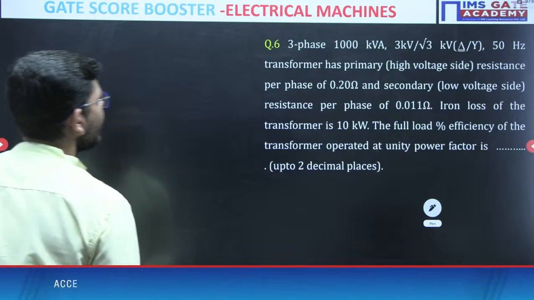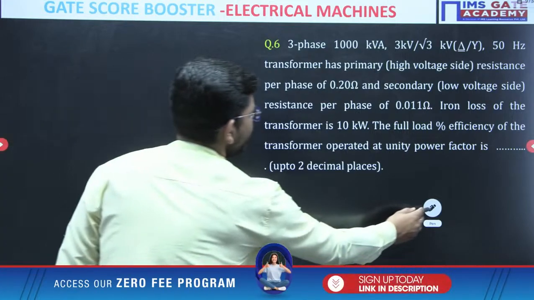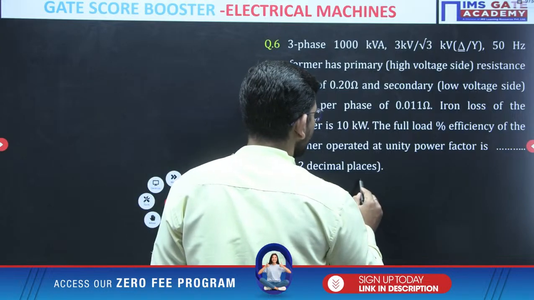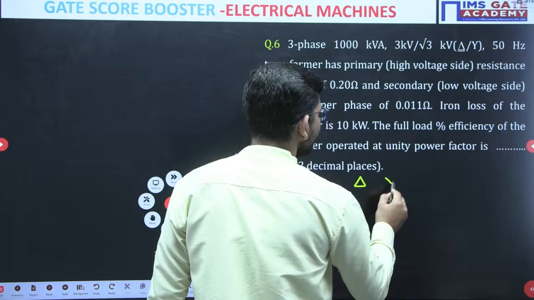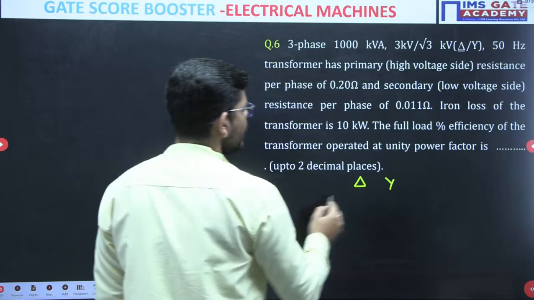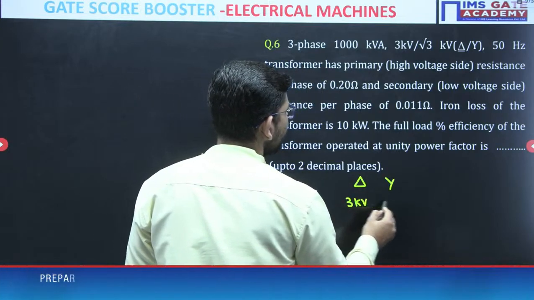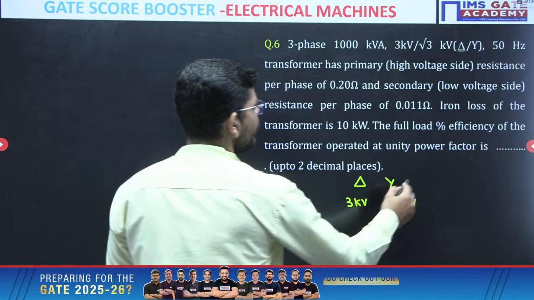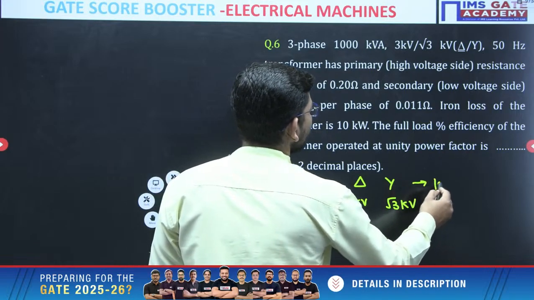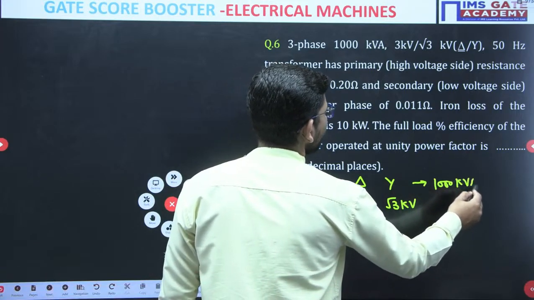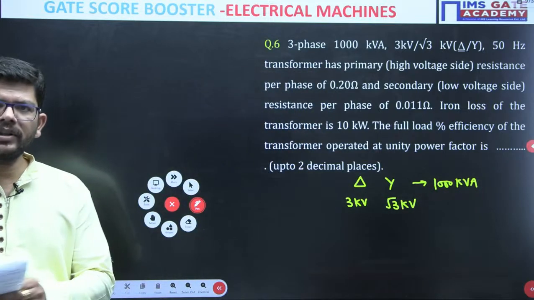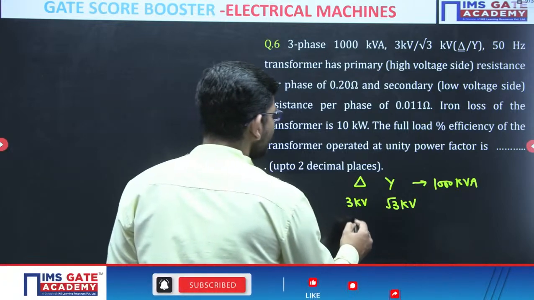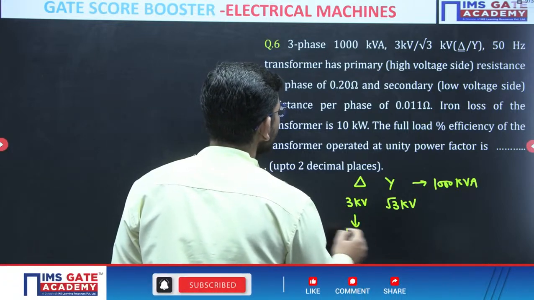So just see what we have. We have been given the type of connection is delta to star, right? Delta is the primary side, star is the secondary side. The voltage here is 3 kV, the voltage here is root 3 kV, correct? And their power ratings are 1000 kVA. So in a transformer, the kVA on the primary and the kVA on the secondary are the same, we know that, right?